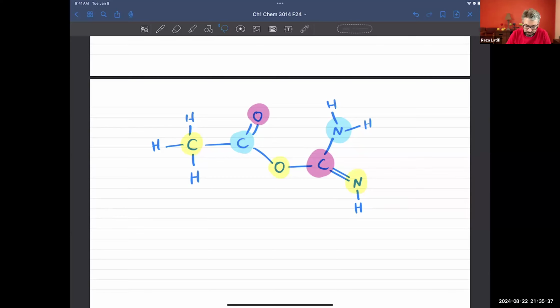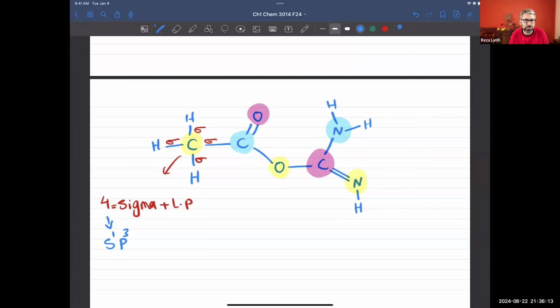The first thing I'm going to do is label the sigma bonds that I have for carbon. I see a sigma bond, 1, 2, 3, 4. I have 4 sigma bonds. So sigma plus lone pair is equal to 4. So what's going to be the hybridization? It's always S1, so you need to add something to S, and you add the 3 from P, and that's going to be sp3. So the hybridization will be sp3.